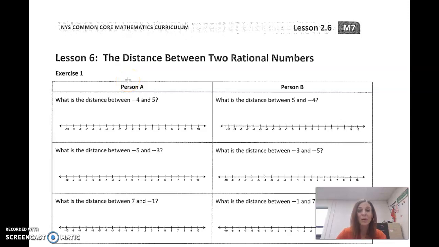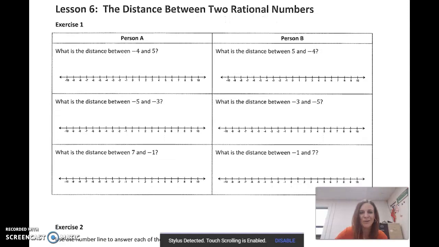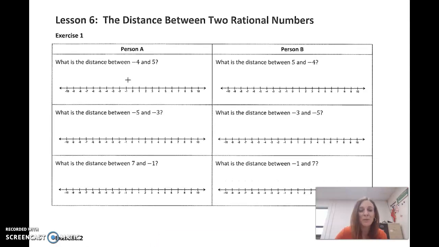In lesson 6, we're going to focus on the distance between two rational numbers. Now, rational numbers are just basically any number you're familiar with: integers, fractions, decimals. And if we want to know how far apart they are, which shouldn't seem so hard, except the fact that we're going to throw in negative and positive numbers. So let's just jump right in, as we always do, and we'll talk about what it all means.